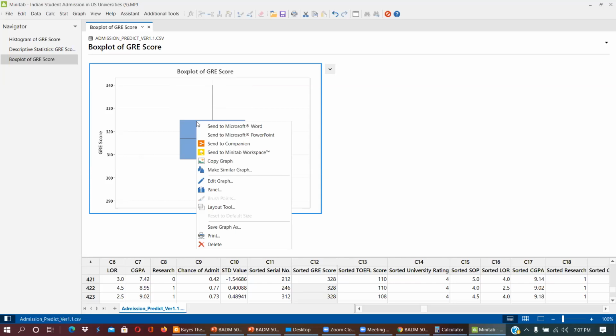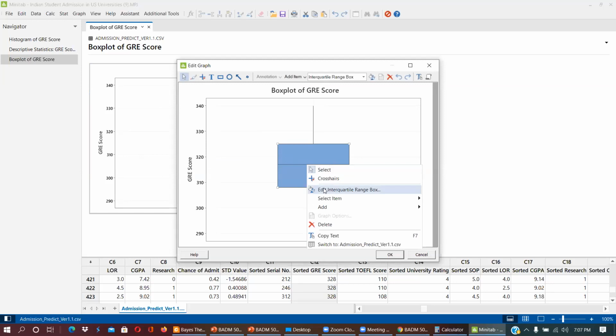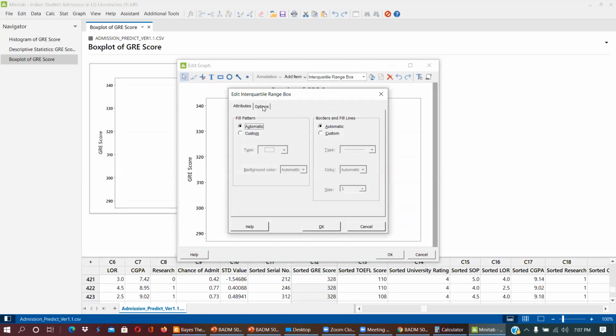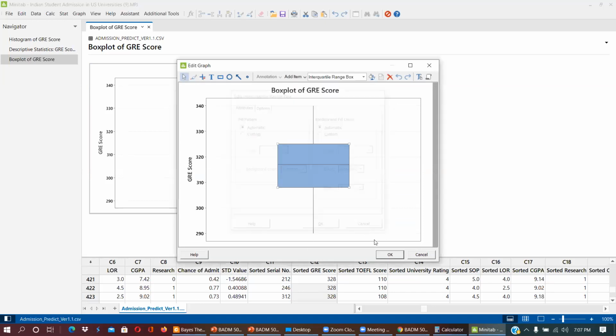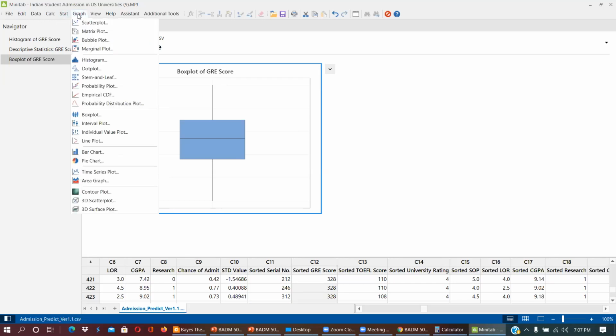So it is representing the 5 number summary. You can edit it, so you will get all the options here, right? Hinge, percentile, box proportions. You can have many options. So basically, it gives you the 5 number summary. So that is the box plot. Now we are coming to the percentile part, how we can do the percentile. Go under Graph. I'm just going to go over Graph.